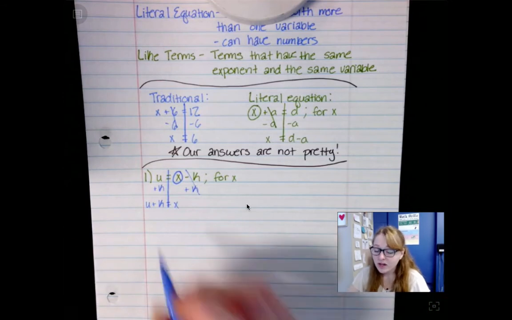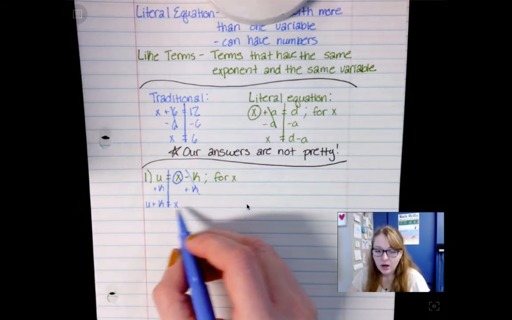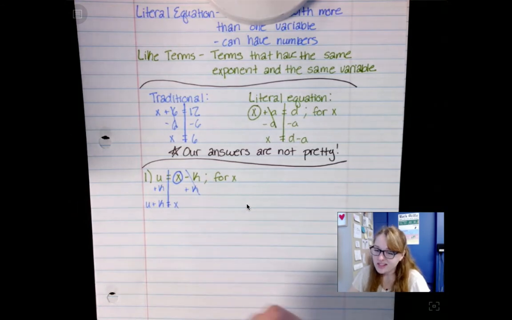And we know when we are done, when our variable that we were trying to solve for is alone on one side of the equal sign. So since that x is alone, we know that we are done and we can move on to our next problem, number 2.